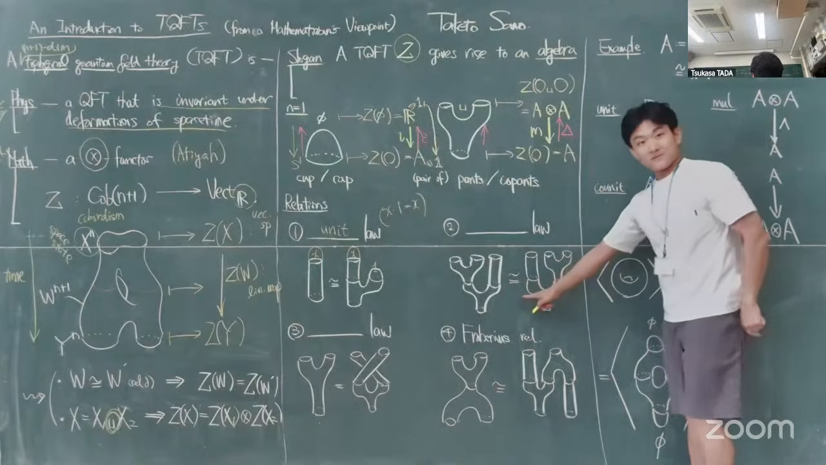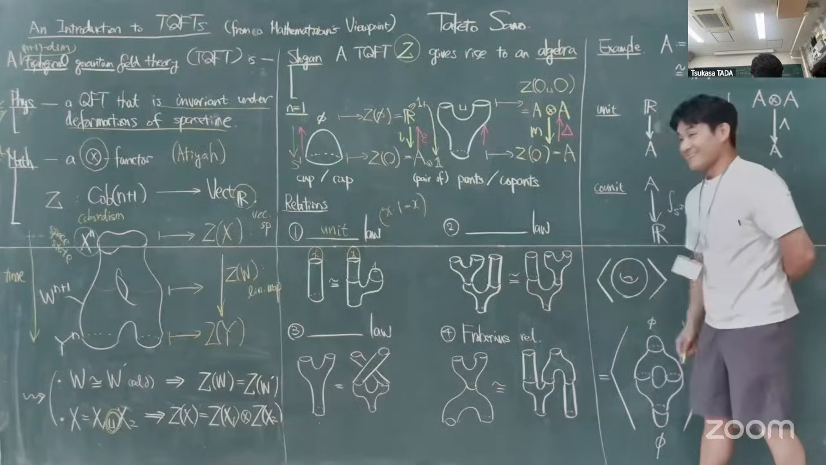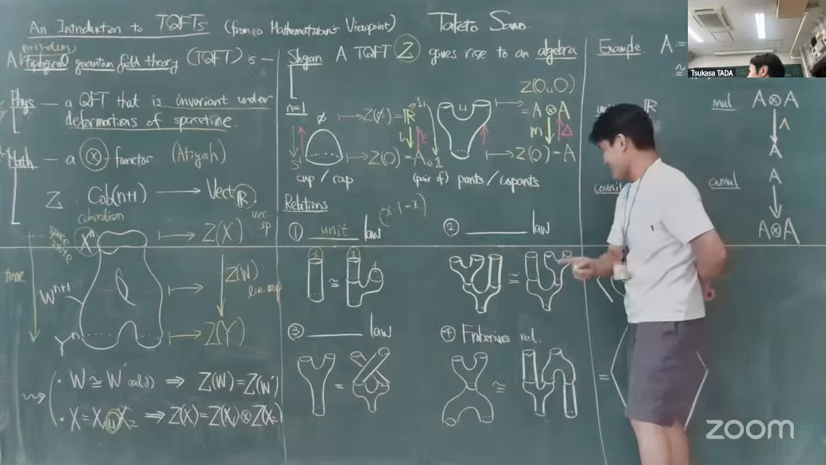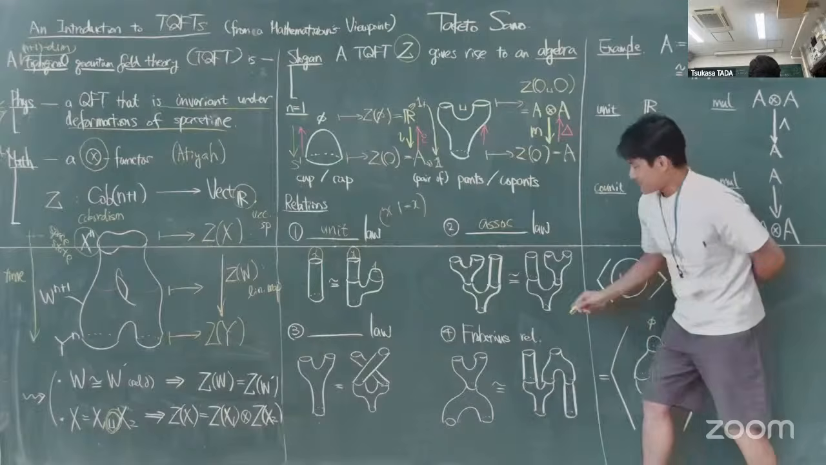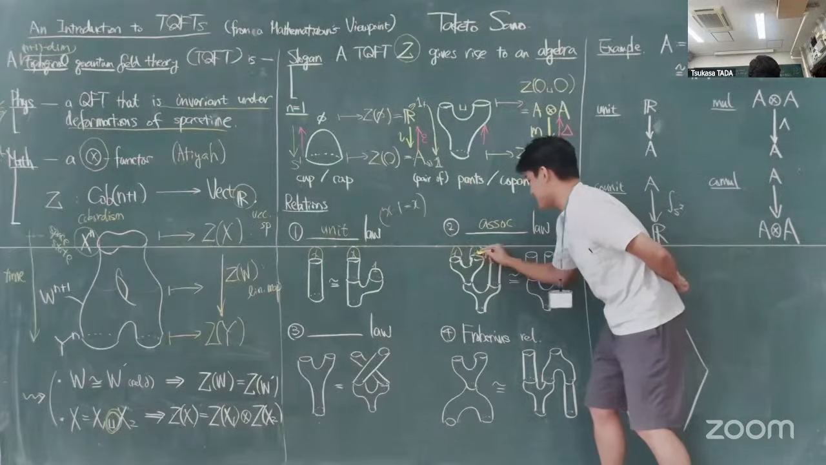Now we have this. So do you know what this law is about? Yeah, exactly. So this is called the associative law. So we have this x, x, y, z.